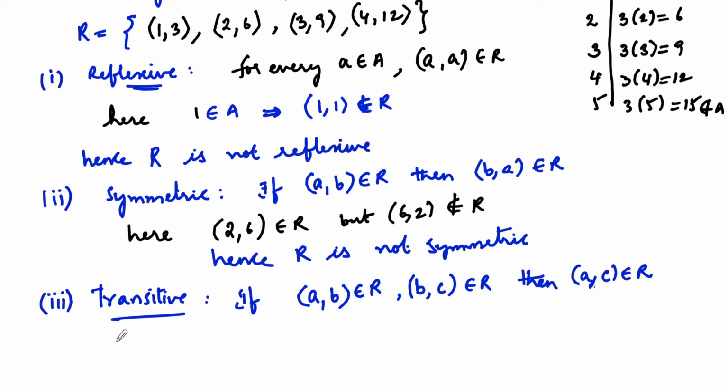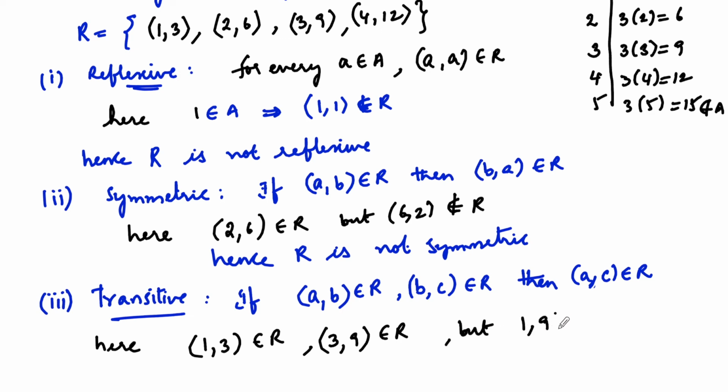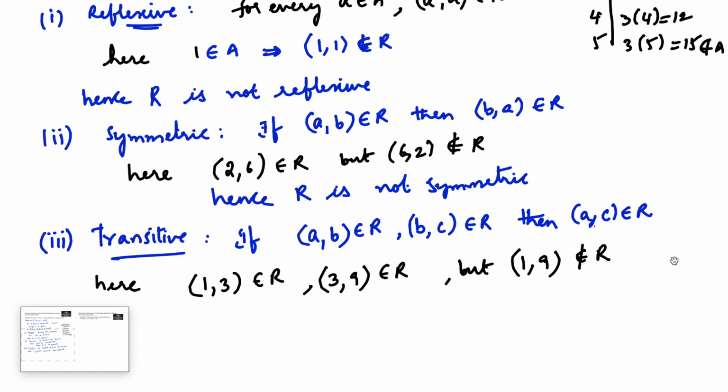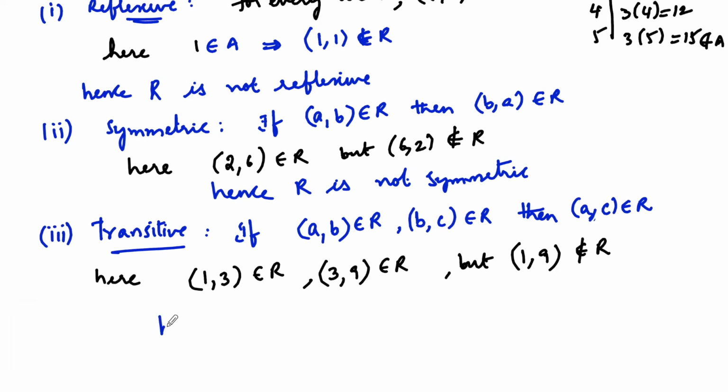Now here in the given relation, (1, 3) belongs to the relation R, and (3, 9) also belongs to the relation, but (1, 9) does not belong to the relation, and hence we can say that this relation R is not transitive even. Hence R is not transitive.